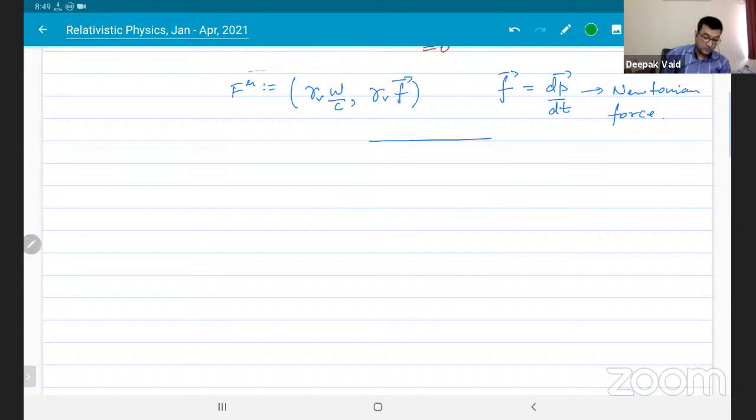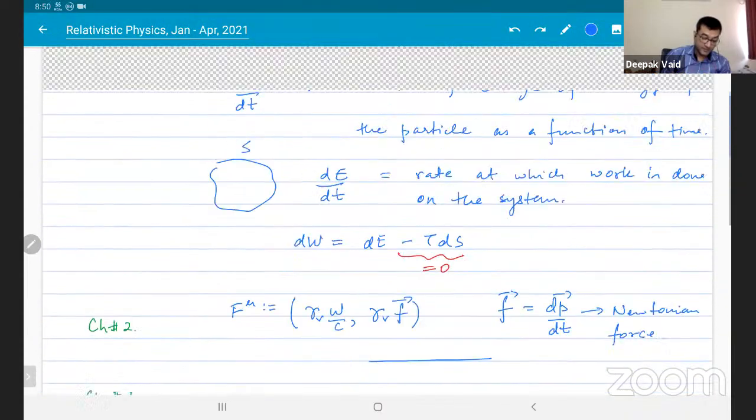So now let's try and understand some properties of this force vector a little better. So far I have been in chapter 2. Now I'm jumping to the beginning of chapter 4. Okay. So what are the quantities here? Let us first understand that. Okay.